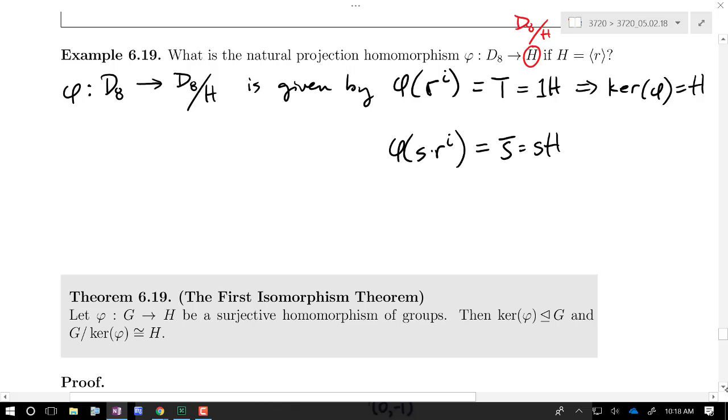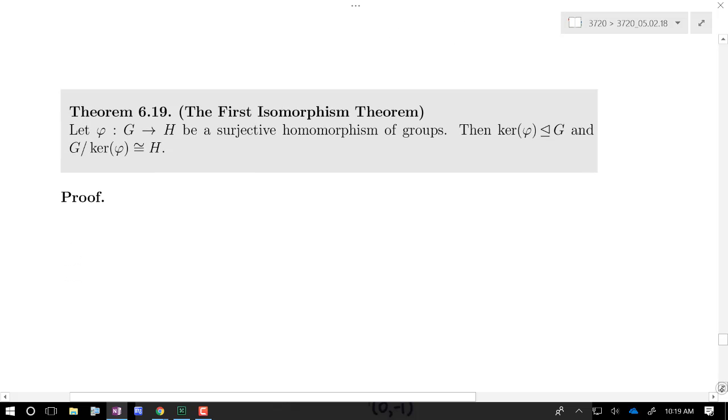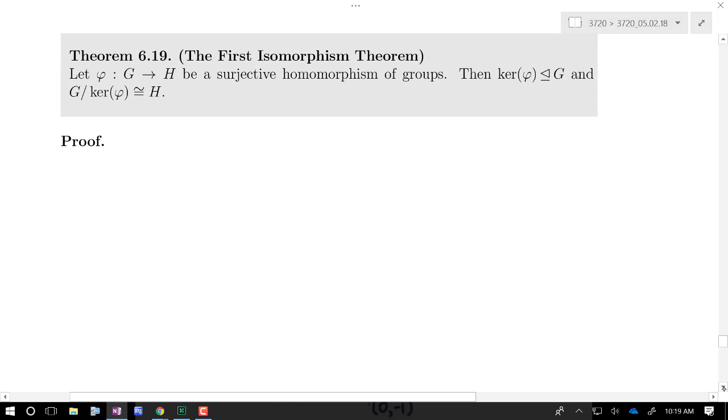Okay. When we mod out by a normal subgroup, it's almost like saying, let's take this group here and let it collapse on itself by way of this normal subgroup. That's what the natural projection homomorphism is. So now we get to a big result. It's the first isomorphism theorem. There are actually four. We're only going to look at the first one.